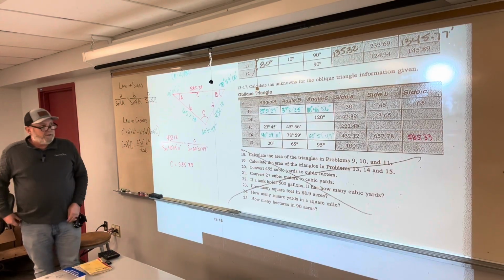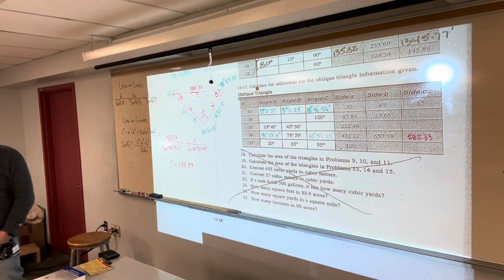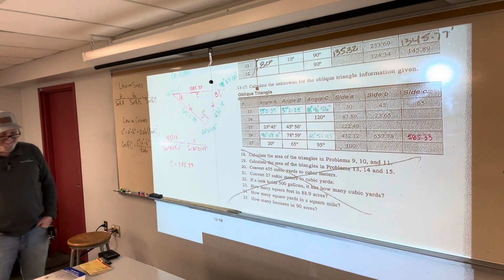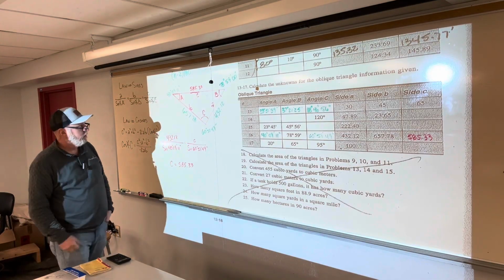So after working a couple of oblique triangles there, does the right triangle stuff seem a little easier now? Yeah. Honestly, it seems easier than I remember it. Which is good.